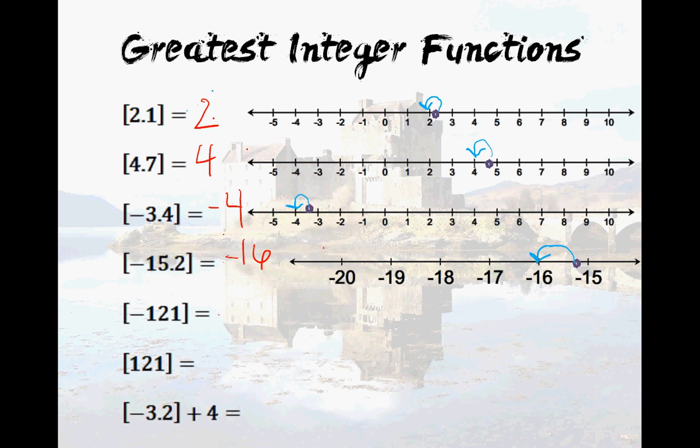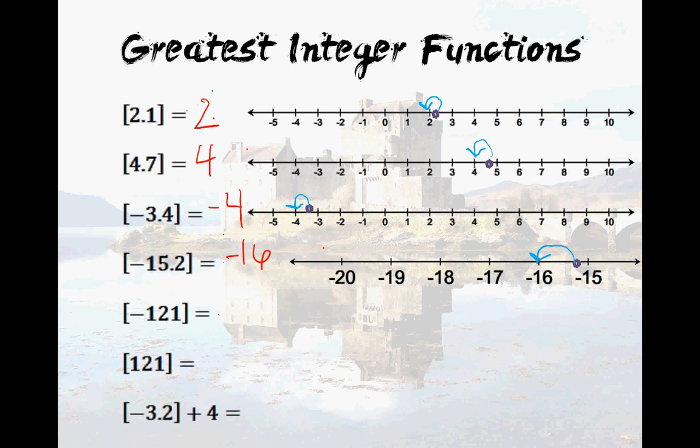So you can see that negatives are a little bit different because the number actually decrements. You're not just getting rid of the decimal, you're actually going back a number. Okay? So if you ever get confused and you can't remember how these work, just draw a number line and remember that you're always going to go to the left.